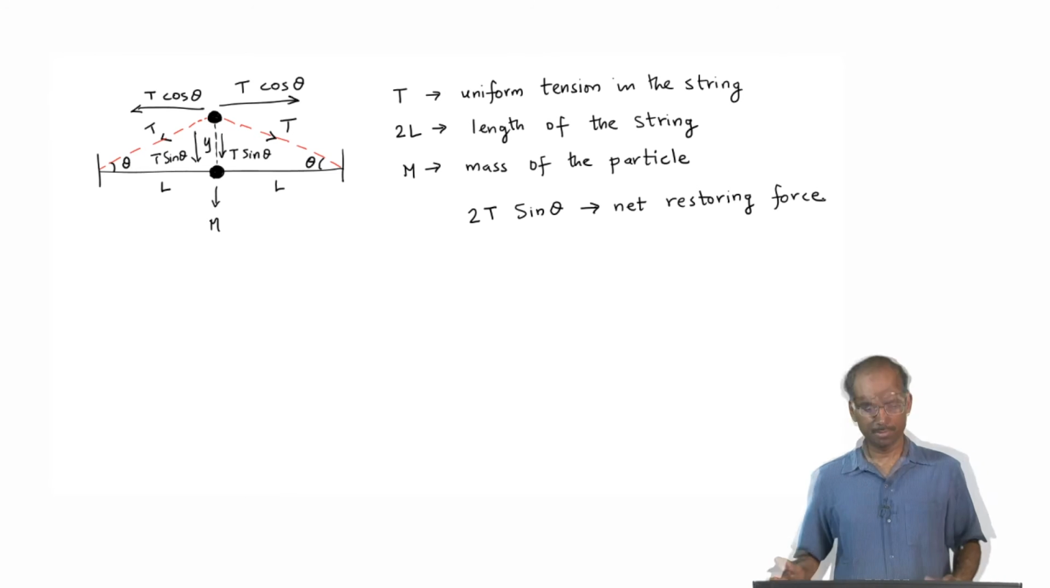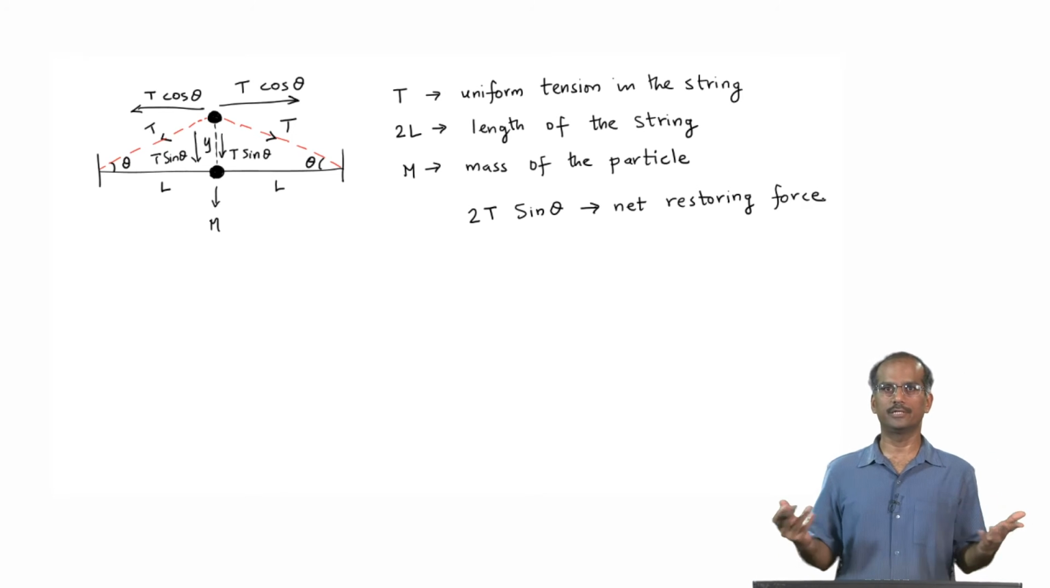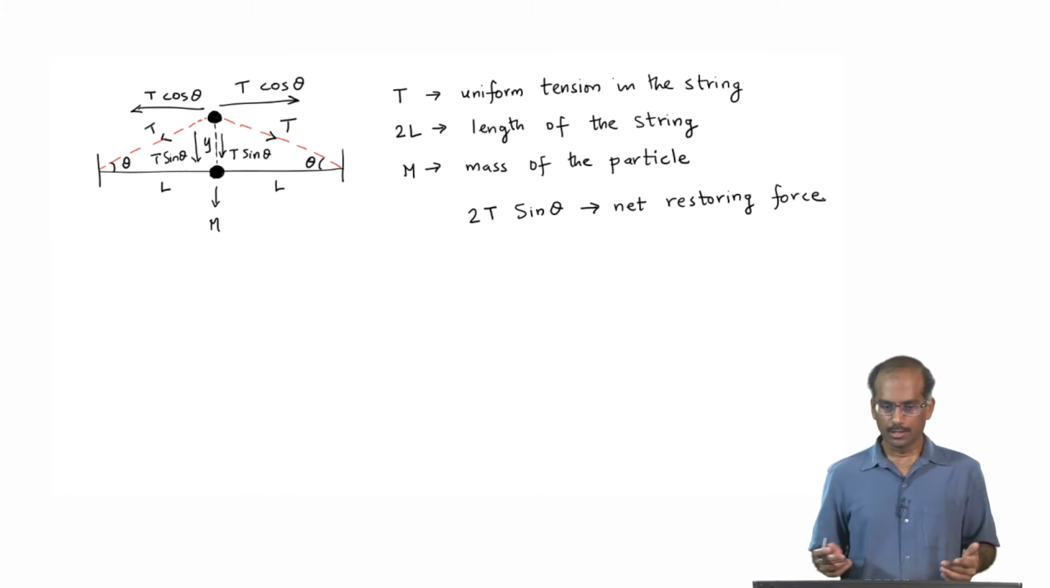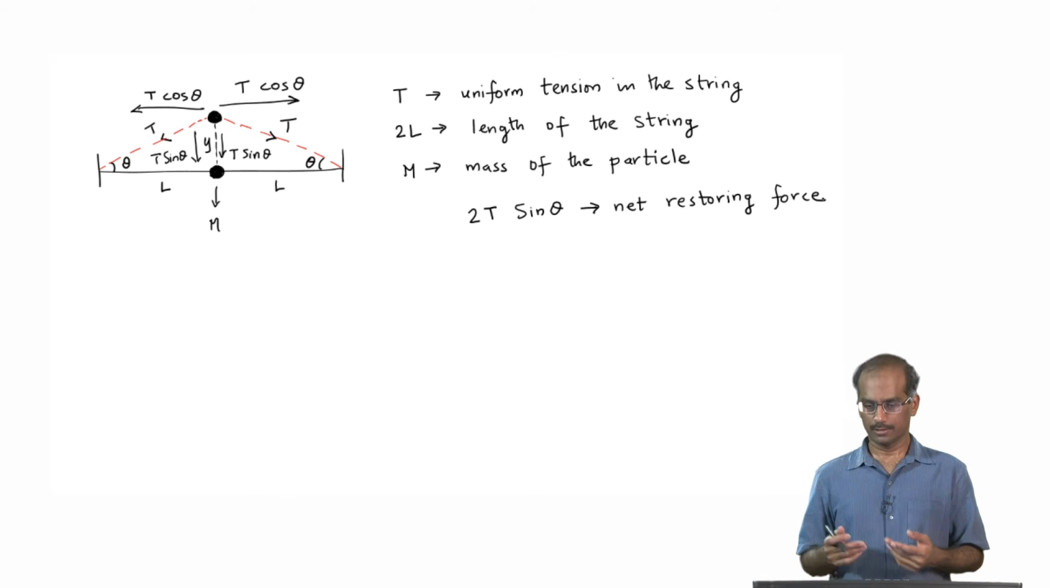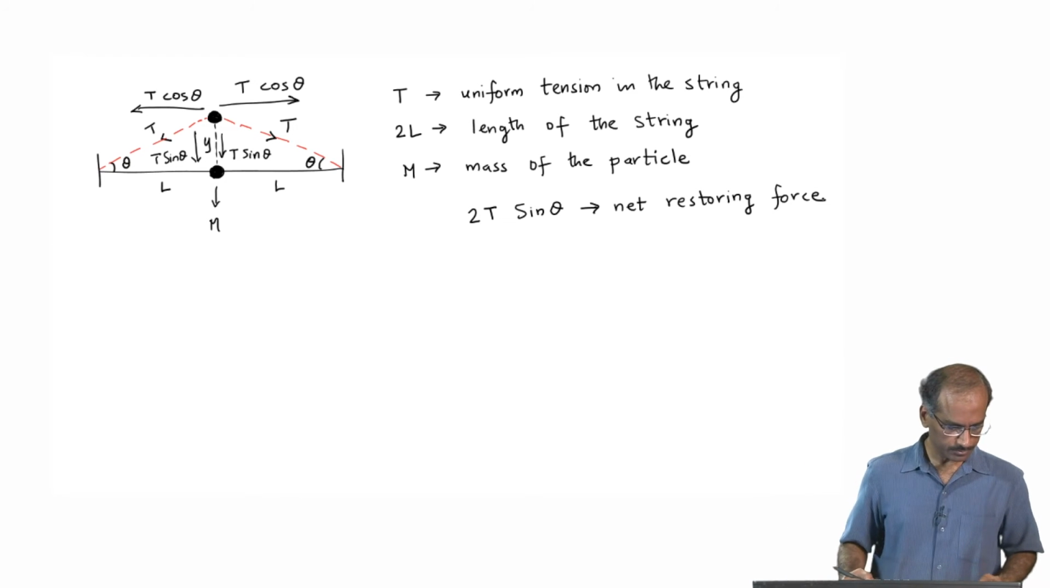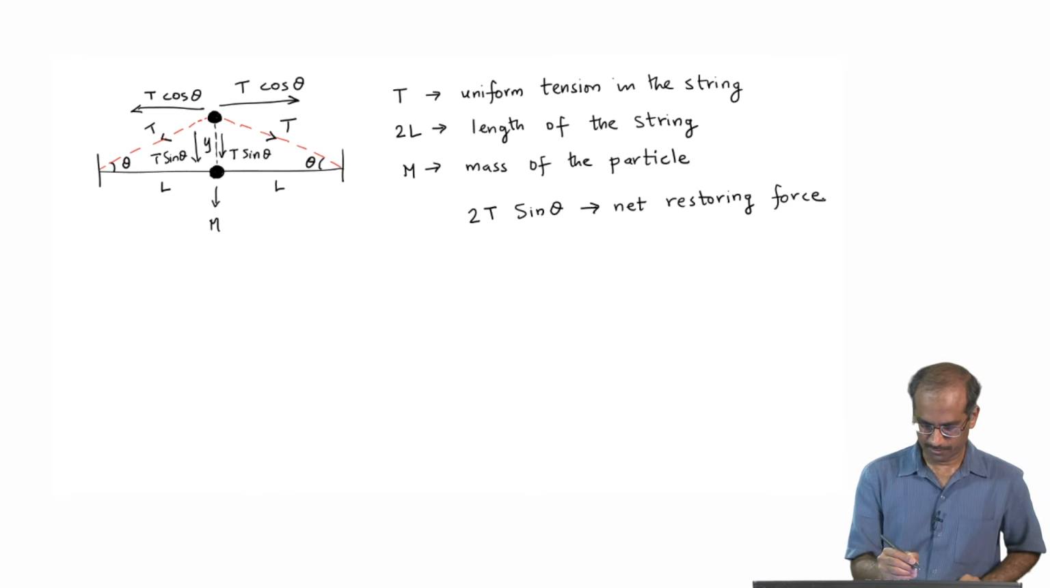So, in this system the restoring force is provided by the tension in the string. If there is no tension in the string, there is no restoring force and there will be no oscillations. So, what we have done is to calculate the magnitude of this restoring force, which is 2 T sin theta. So, now I can write the equation of motion.